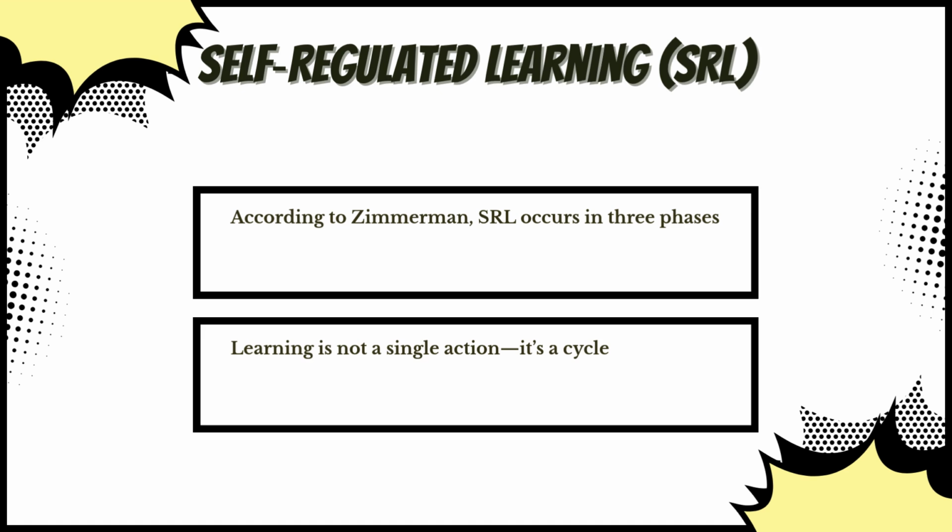Self-regulated learning was described by Barry Zimmerman as a three-phase cycle. Students don't just learn content, they learn how to learn by cycling through planning, action, and reflection.